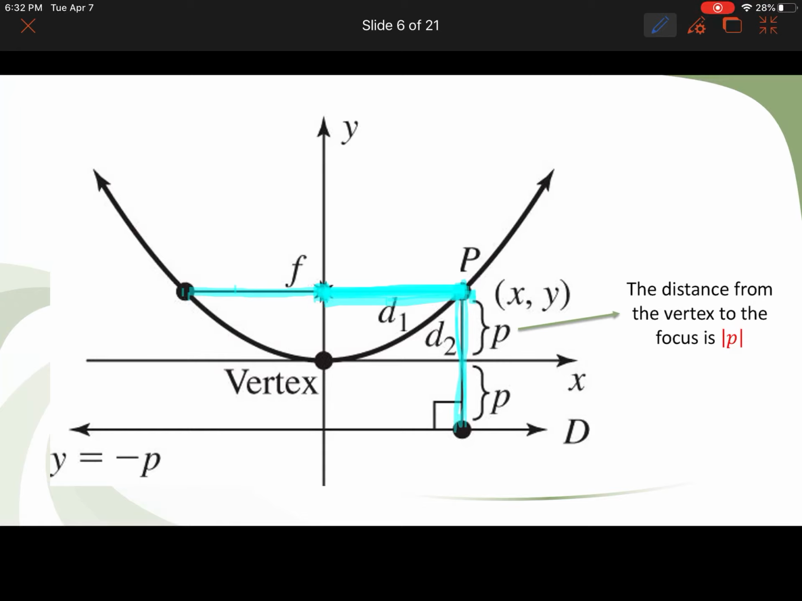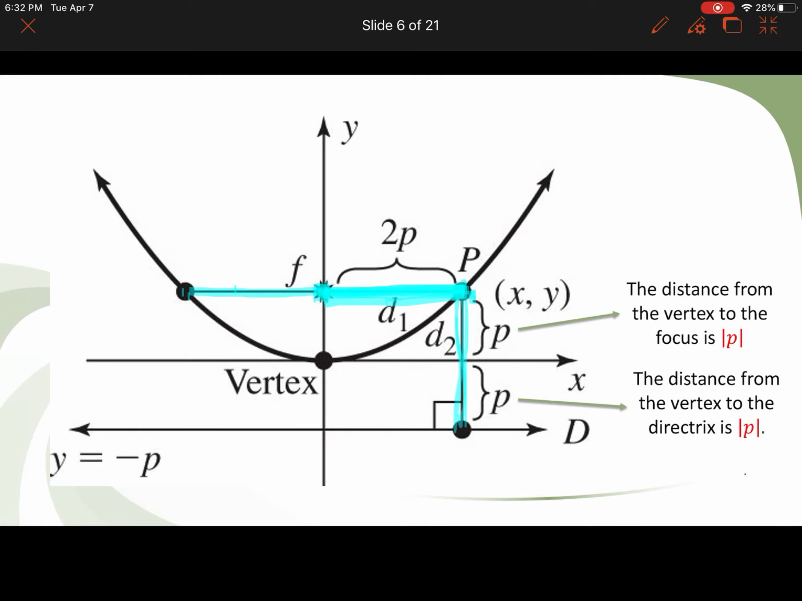Okay, so this is 2p going down, then this is 2p across the top. And that's only half of it, so the whole thing is 4p. This line that is 4p long is called the latus rectum. Where did it go? Here it is. And it's Latin for something like the side straight line or something like that.